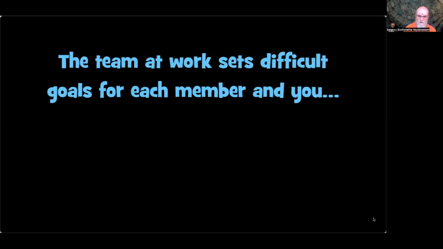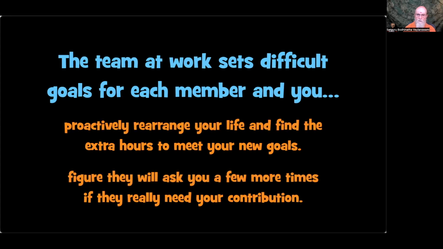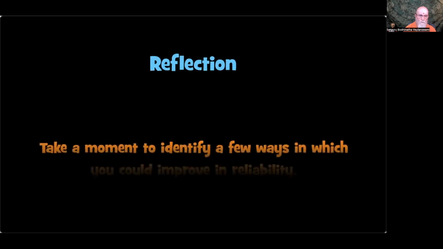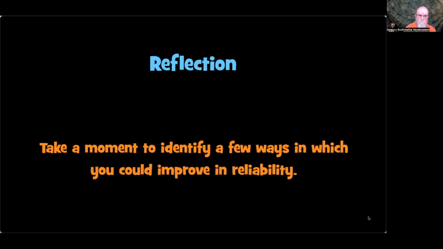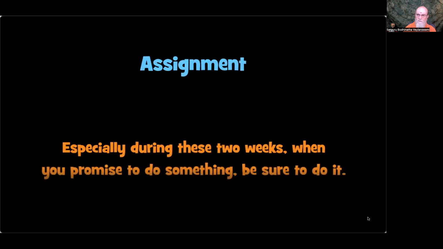Third situation, the team at work sets difficult goals for each member and you. Reliability, proactively rearrange your life and find the extra hours to meet your new goals. Unreliability, figure they will ask you a few more times if they really need your contribution. And reflection, take a moment to identify a few ways in which you could improve in reliability. And assignment, especially during these 2 weeks when you promise to do something, be sure to do it. Very good.